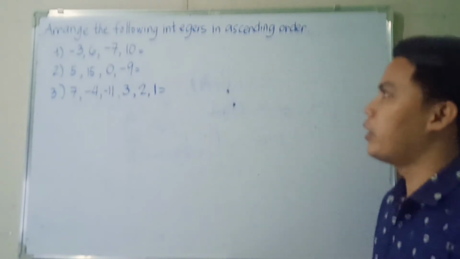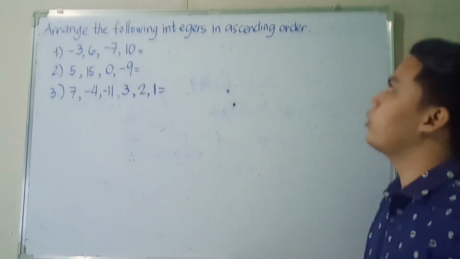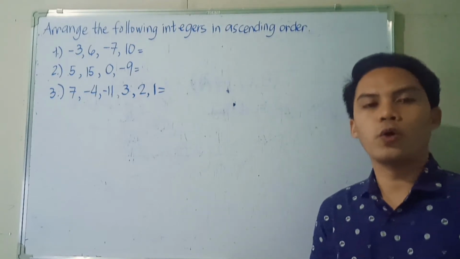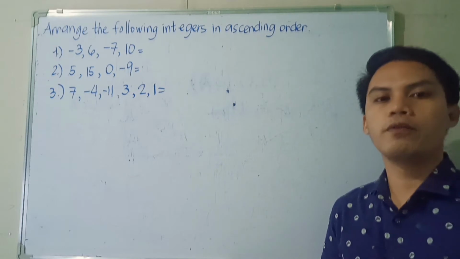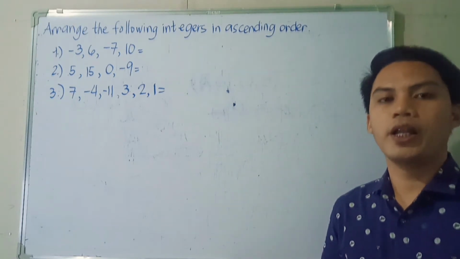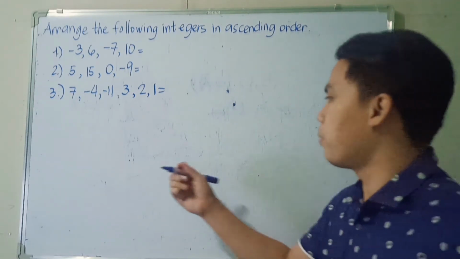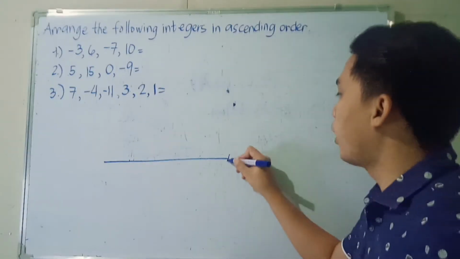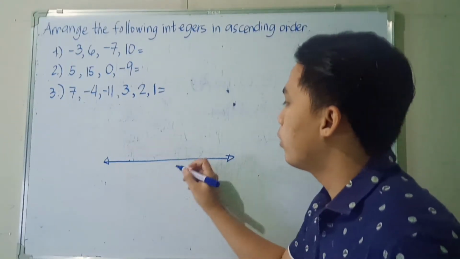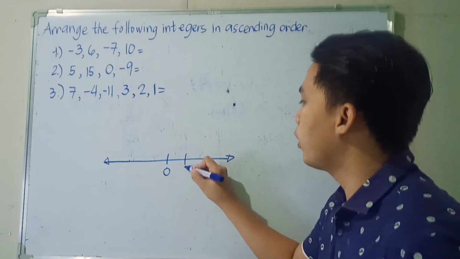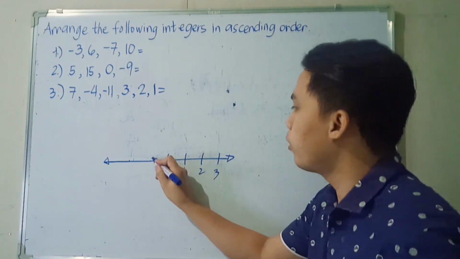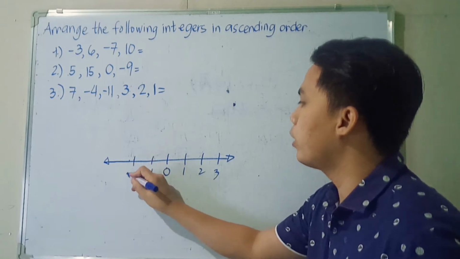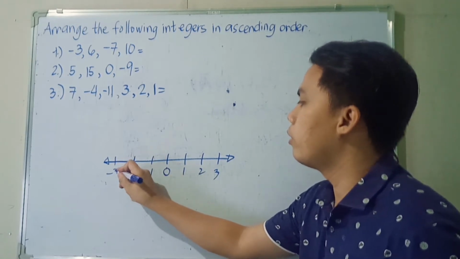So I have here an example. Arrange the following integers in ascending order. Kailangan lang natin malaman yung distance ng isang number from 0 sa number line. So I have here a number line. Suppose we have here a number line, and we have here 0, we have 1, 2, 3, and so on. And we also have negative 1, negative 2, negative 3.